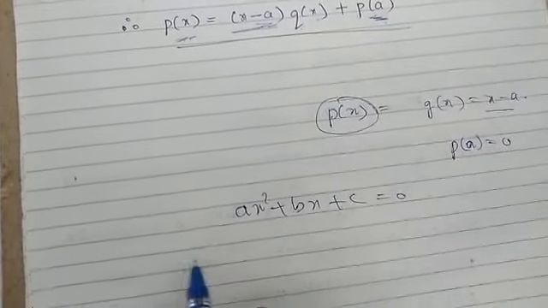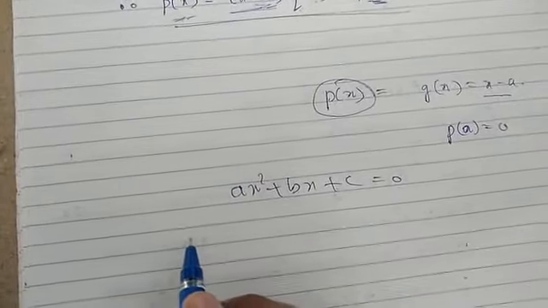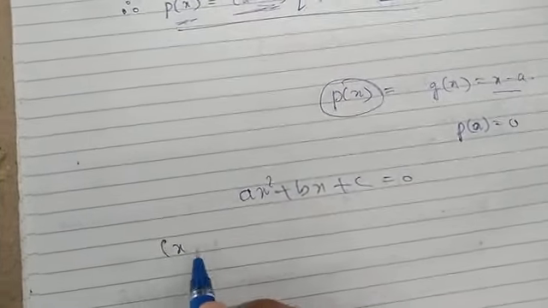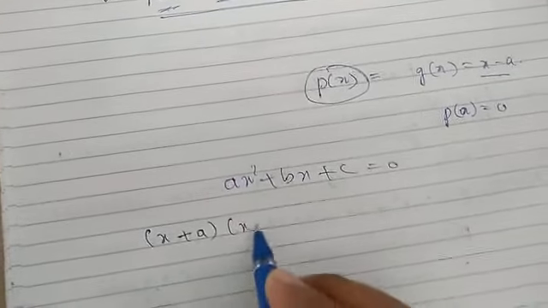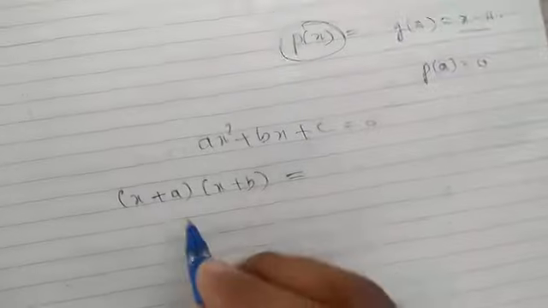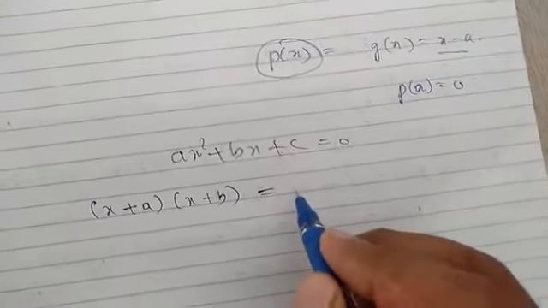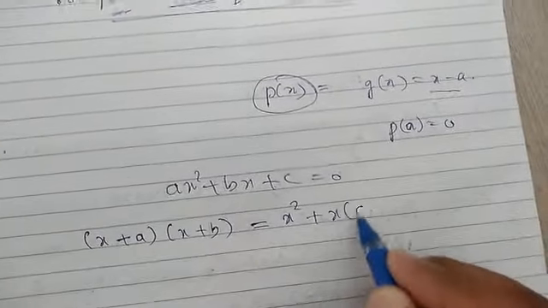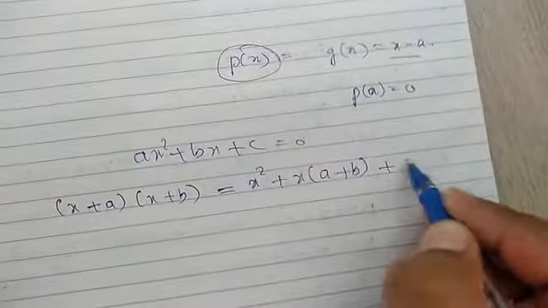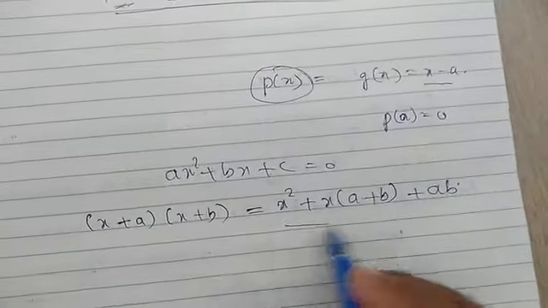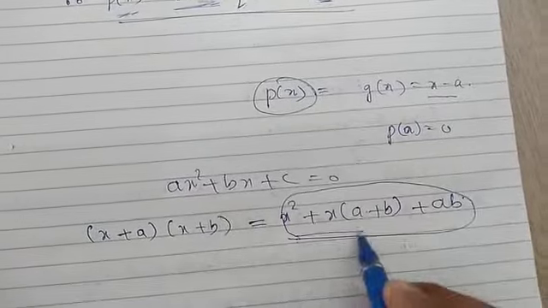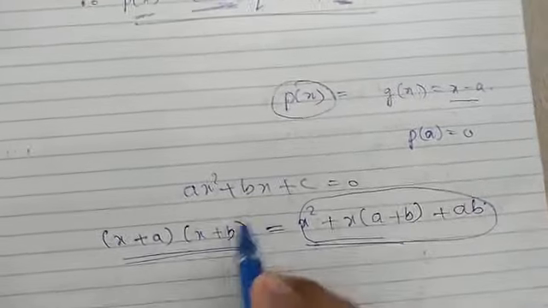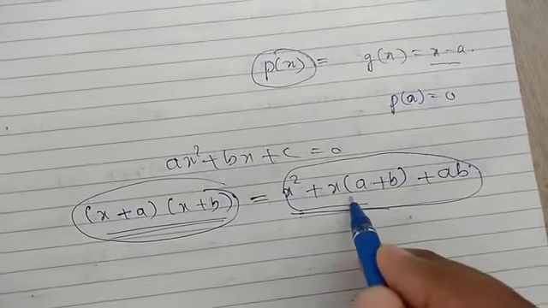Now see one more method, the splitting method. What is the formula to find the splitting of the given polynomial? We know that x plus a into bracket x plus b are the factors of which one here. We learned the identity also, that is x square plus ax into bracket a plus b plus ab. Clear? This is the expanded form of this one. These are the factors. If we expand this one, you will get this one. These are the factors of the quadratic polynomial.